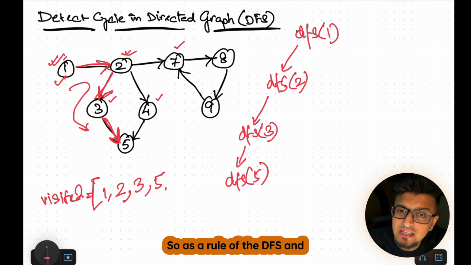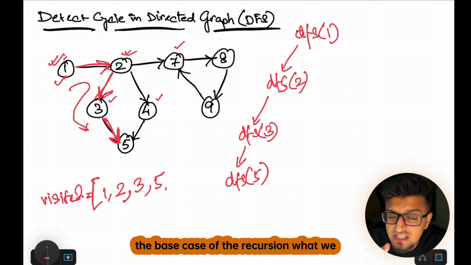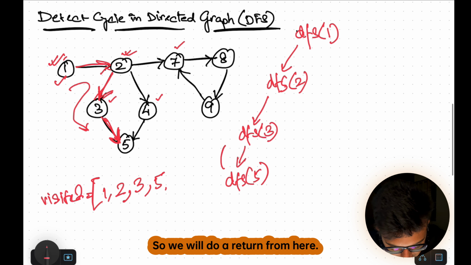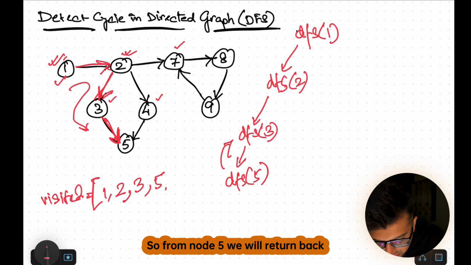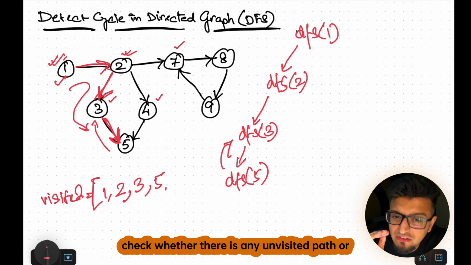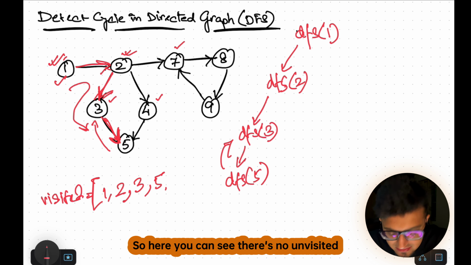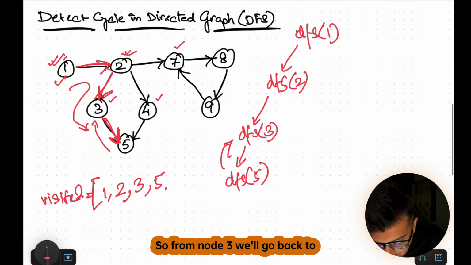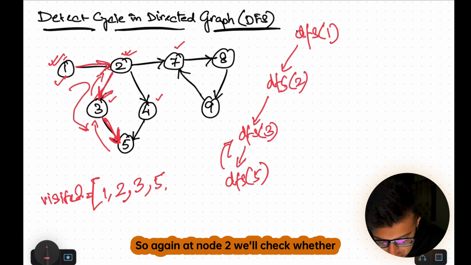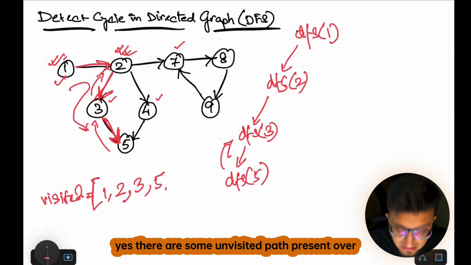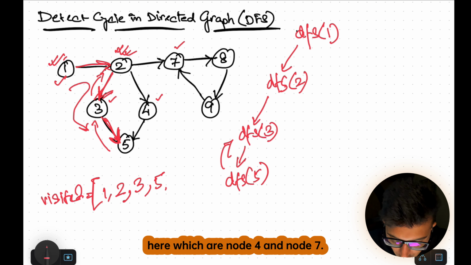So as a rule of DFS and the base case of the recursion, what will we do? We will return from here. From node 5, we will return back to node 3. And here we will again check whether there is any unvisited path or not. You can see there is no unvisited path, so we will again return back. From node 3, we'll go back to node 2. Again at node 2, we'll check whether there are any unvisited paths or not. And yes, there are some unvisited paths present over here, which are node 4 and node 7.